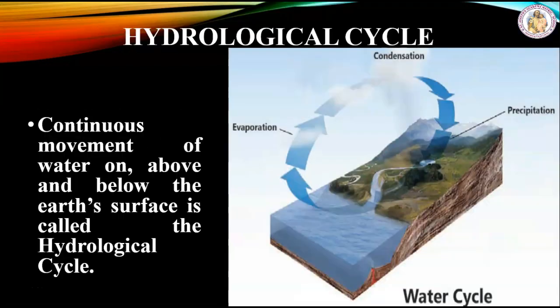The Earth's water is not static. It is always in motion. This continuous movement of water on, above, and below the Earth's surface is called the hydrological cycle. The 3 major processes involved in the water cycle are evaporation, condensation, and precipitation. Water changes its form constantly, that is, ice, water, and water vapor. This process happens in the blink of an eye or even over millions of years.